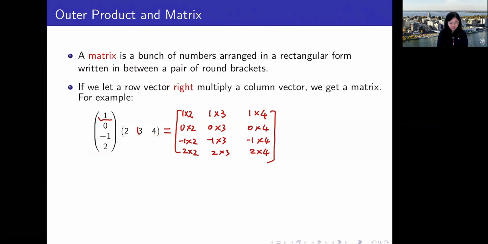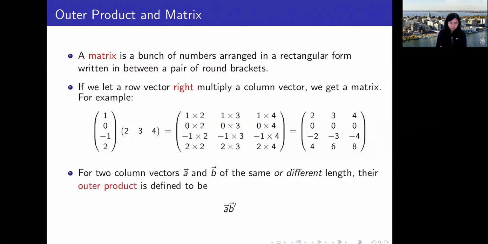As you can see, these two vectors do not need to have the same length. This multiplication is defined whether or not the two vectors have the same length. Now, if you have two column vectors, vector A and vector B, same or different length, their outer product is defined to be vector A times the transpose of vector B. So that is their outer product.